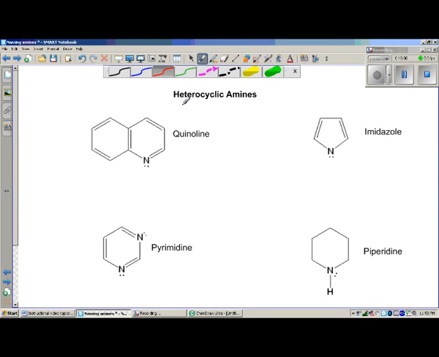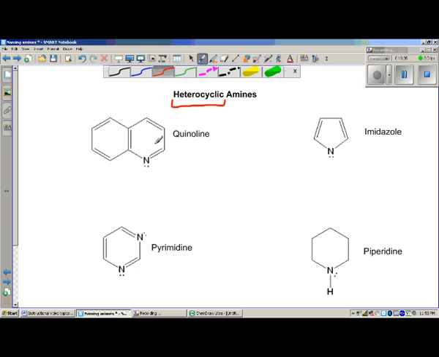Heterocyclic amines. Now, heterocyclic has nothing to do with their sexual orientation. Heterocyclic just means that the heteroatom, in this case the nitrogen, is inside the ring. So it means cyclic but with a heteroatom already in there, right? And there are 8 different heterocyclic amines that you guys need to know the names of and the structures of.